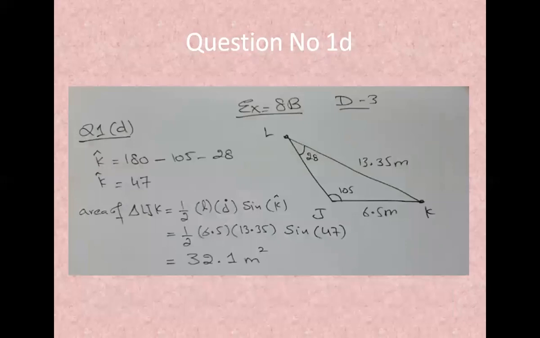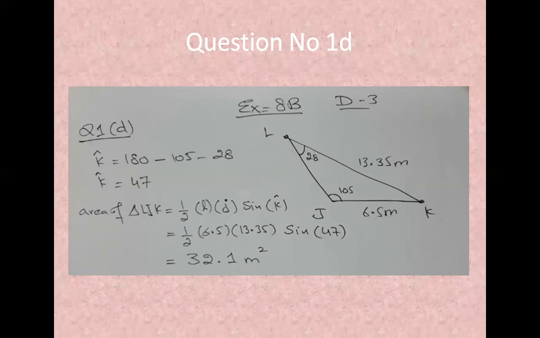Okay, so now we have question number 1D. This diagram is given. One side is 13.35 meter, the other side is 6.5 meter. One angle is 105, the other one is 28, and we need to first of all find out the angle K, which will be the angle between the two sides which are given. So from 180 subtract 105 and 28, you will get 47. So the angle K is 47 degrees.